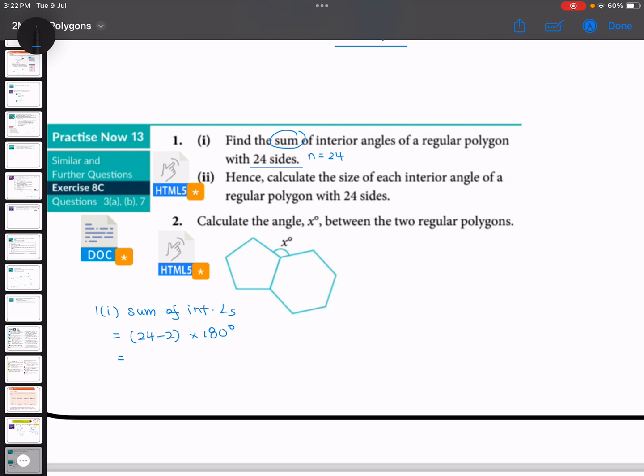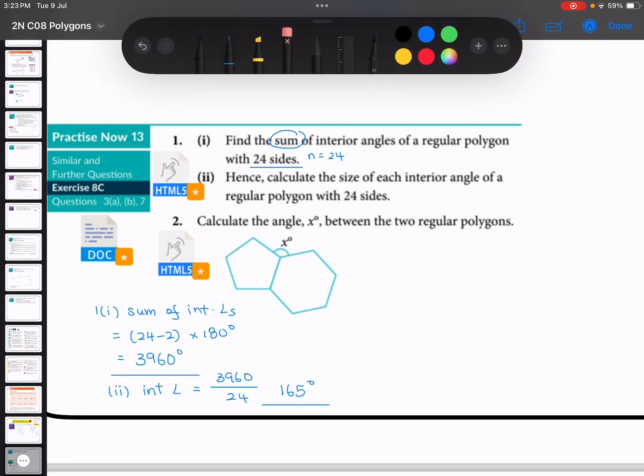Press calculators with me. The more sides there are, you realize the interior angle gets bigger and bigger and bigger. Eventually, it becomes something like a circle. So after I find the sum of interior angles, now I can find one interior angle. 24 sides, 24 interior angles. Okay, number 1 is done.